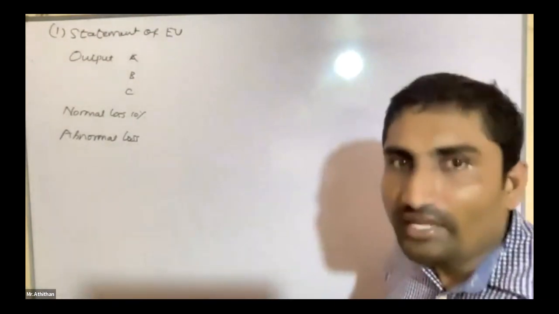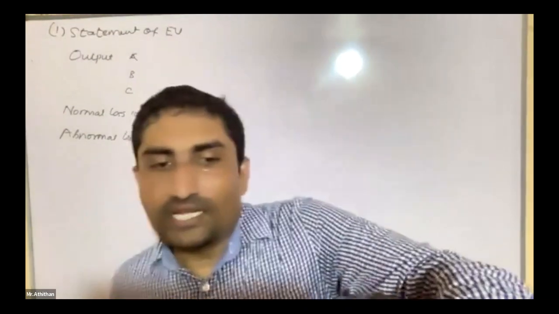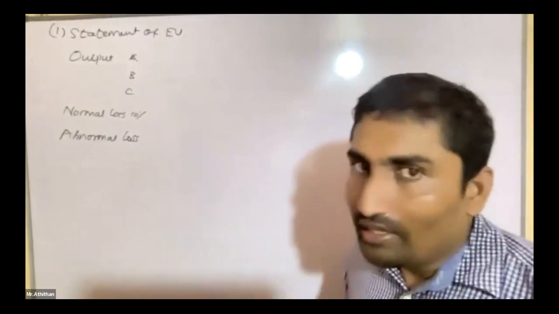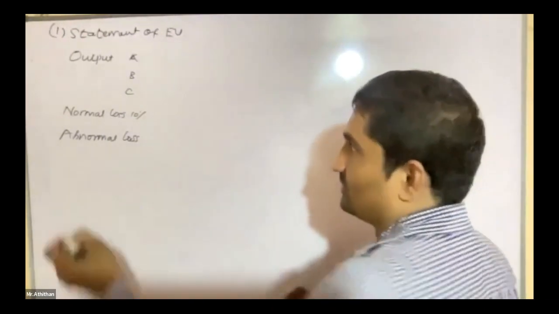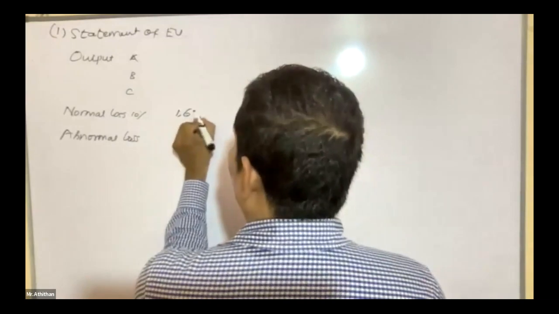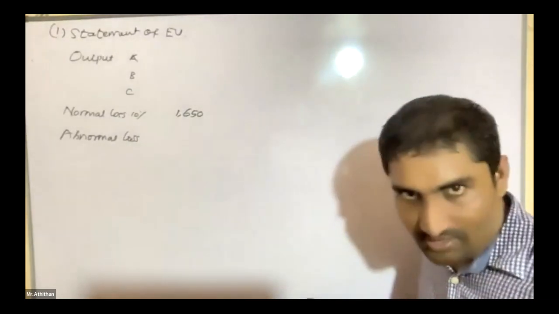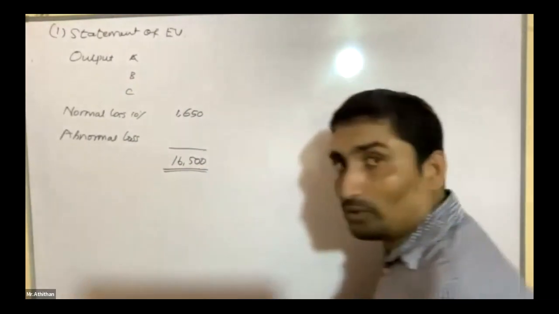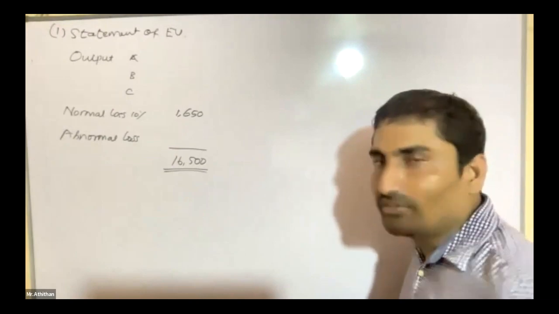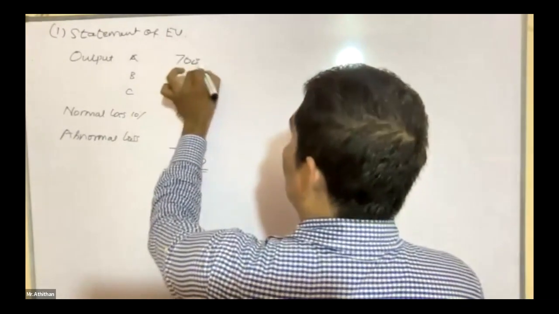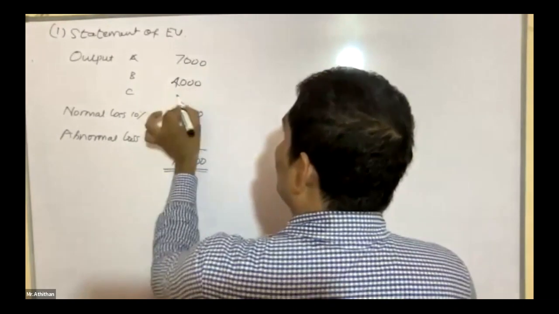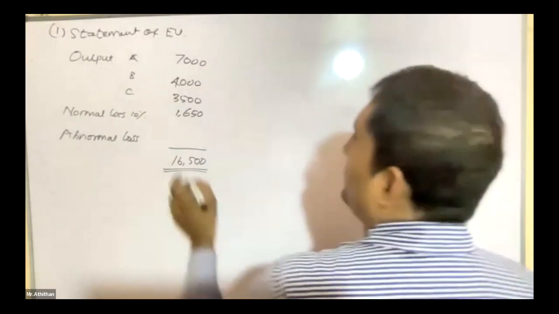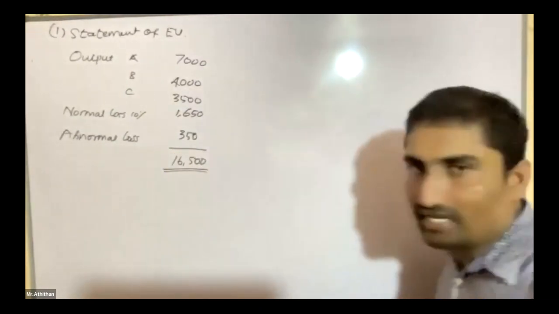Right. So here we know 16,500 units were the input. 16,500 units were the input. So 10%, 1,650. Total is 16,500. Output quantity is given: A 7,000, B 4,000, C 3,500. So we will take the total. If we take the total, 350 is the abnormal loss.